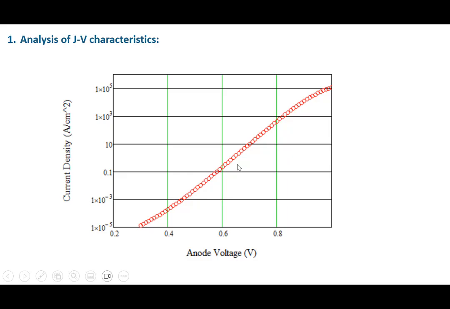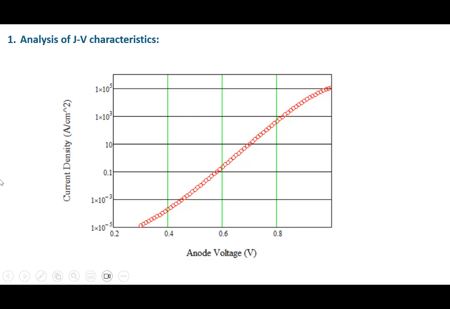So the first one was, as we said, when you're given data, the first thing that you should do is try to visualize it. What does the data look like, right? So in this case, what I did was, because the area was given, I divided the current by the area to get current density. It's better to work with current density rather than the actual current. Anyway, that's a minor point.